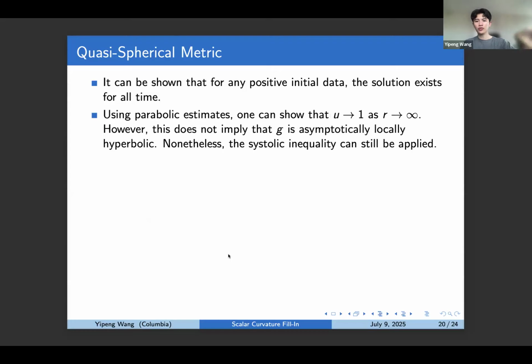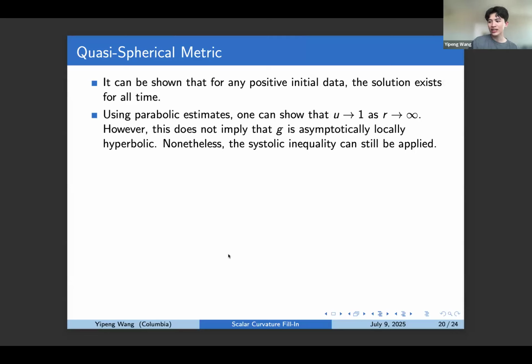So if u converges to 1, then this roughly means that as r goes to infinity, your metric looks closer and closer to a hyperbolic metric. So this roughly tells you that G is asymptotically locally hyperbolic. But so far, I think it should be true, but it's not exactly true that you can show that it's actually asymptotically locally hyperbolic under the definition that I was explaining.